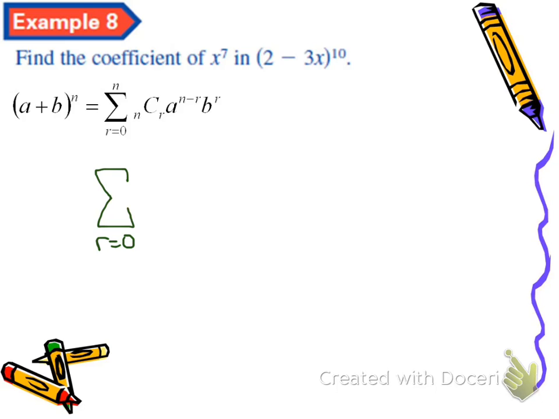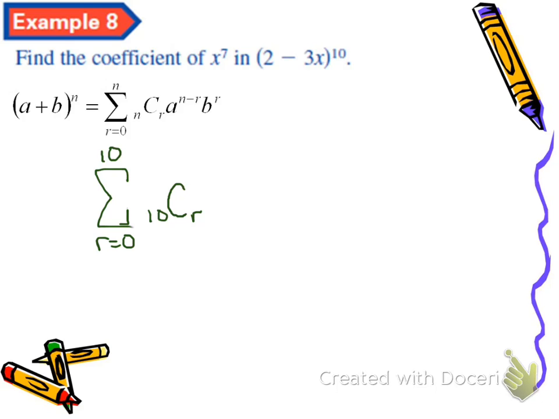our lower limit would be 0, all the way to our upper limit. Now remember, our upper limit should be the exponent. Since we're raising this binomial to the 10th power, our upper limit will be 10. Then take the combination. That combination for this binomial would be 10 combination, and then r is going to change.